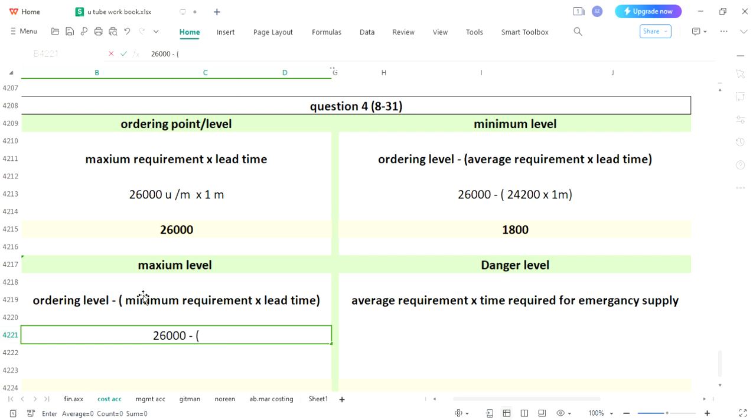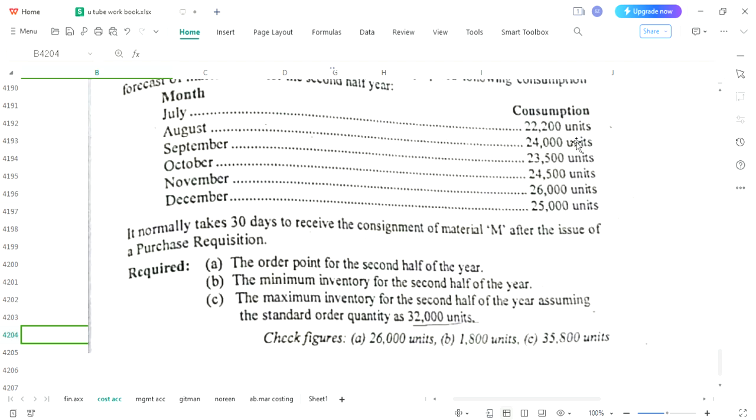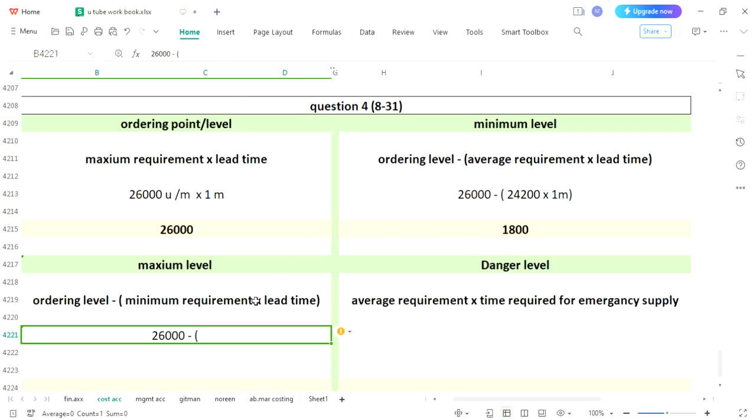Let's go back to the question, and we need to see what amount is minimum among these six amounts. So let's find out. 22 is apparently looking the minimum amount. Remaining everything is more than 2, so we have got our minimum requirement. Minimum means what is the minimum amount present among these six. So 22,200 is your minimum requirement. We can put over here 22,200, and now we need to put our time.